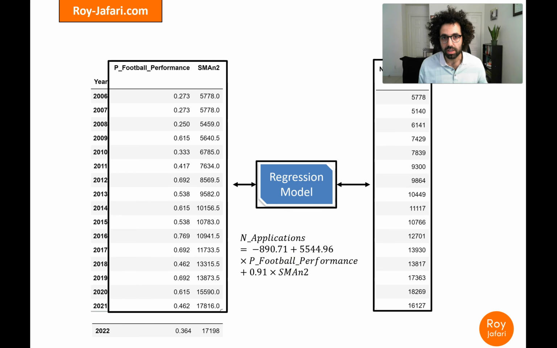If it was a nonlinear regression, there are methods to calculate those betas as well. At some point we will estimate these betas with some methods, and when we get these betas, all we need to do at that point is we have the next year football performance for the next data object, and then also the simple moving average from the last 2 years number of applications, and then we just plug and play. We put this for football performance, and this for this one, and then it will give us a result, and that will be our prediction. We're using a regression model, which for this case was a linear regression model, to estimate these.